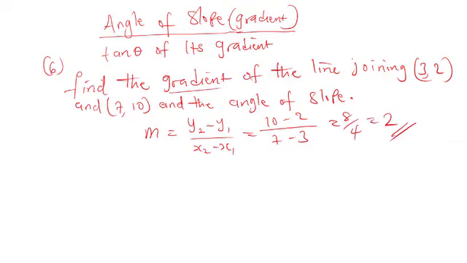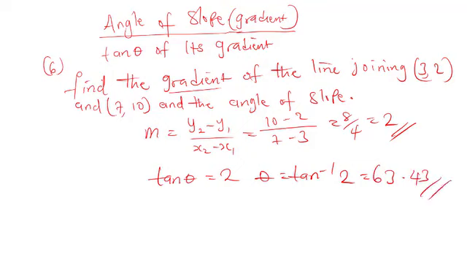Now the angle of gradient is tan theta. Tan theta is equal to 2. So theta becomes equal to tan inverse of 2, which is equal to 63.43. It is an angle, so it's in degrees: 63.43 degrees.